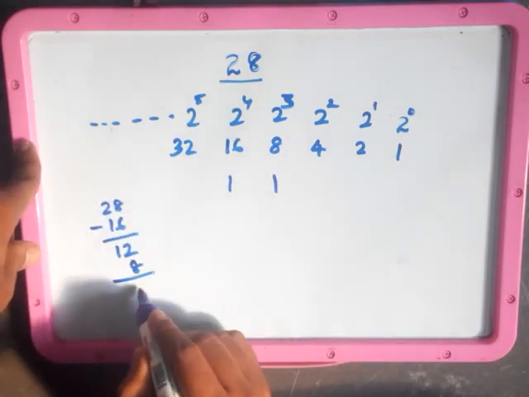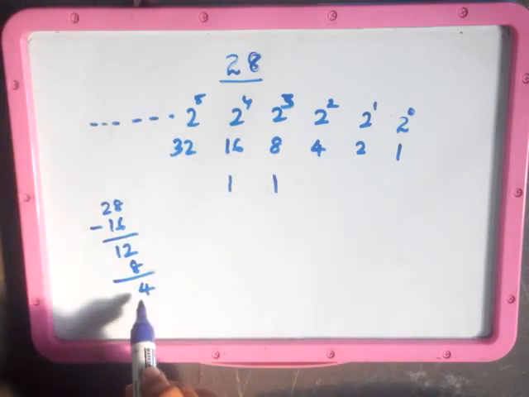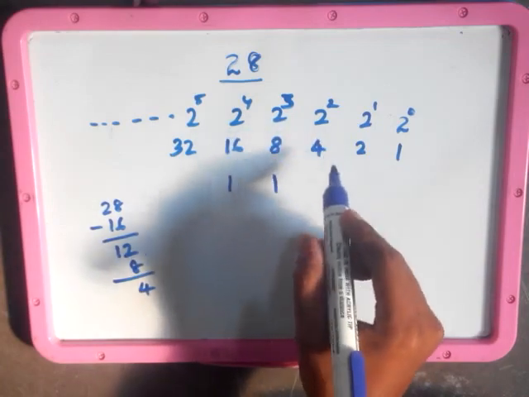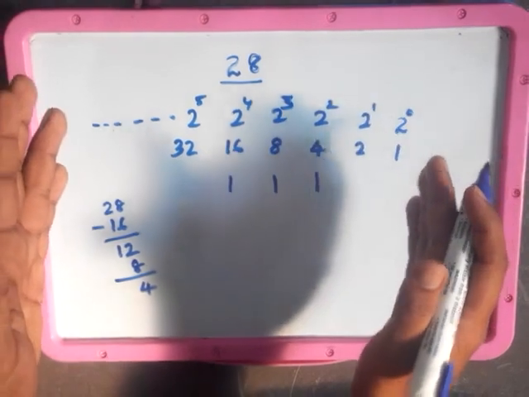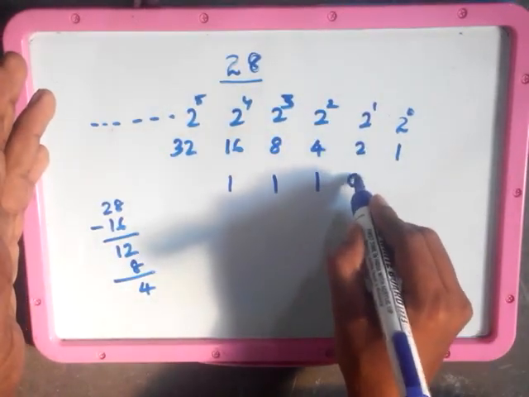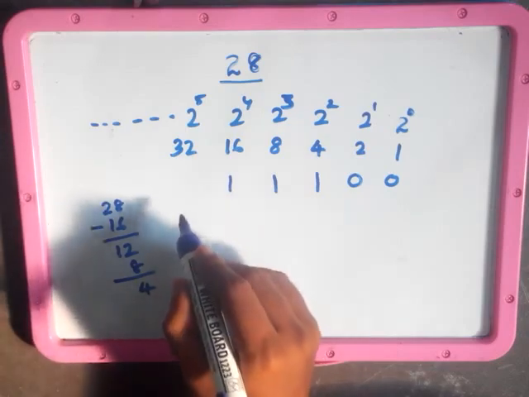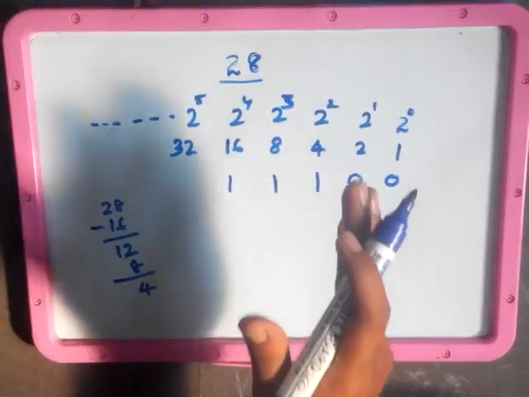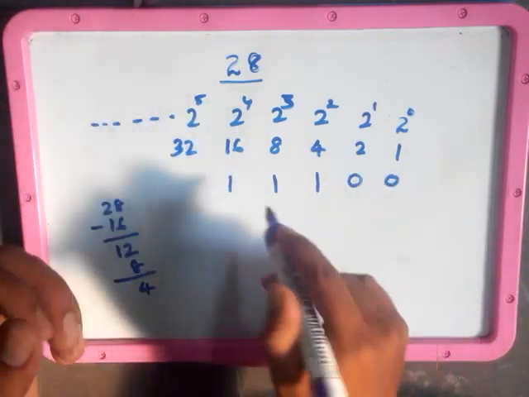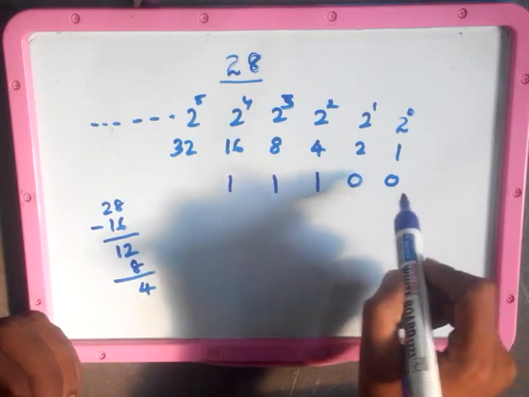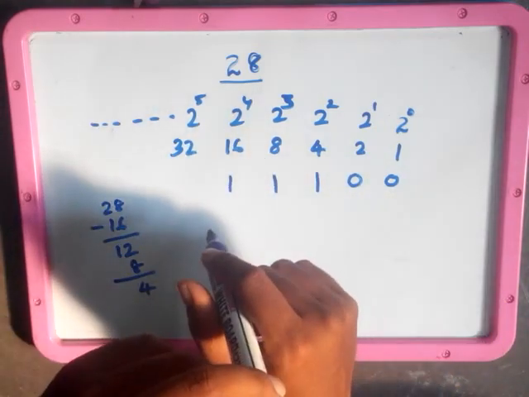So what will the remainder be? 4. Again you have to check for another number, that is 4. We have the 4 already, so you can place 1. For the remaining digits, you place zeros, 0, 0. So this is how you get the equivalent number in binary form whenever you want to do the shortcut method. So 1, 1, 1, 0, 0 is the equivalent of the number 28, which is very easy to find out.